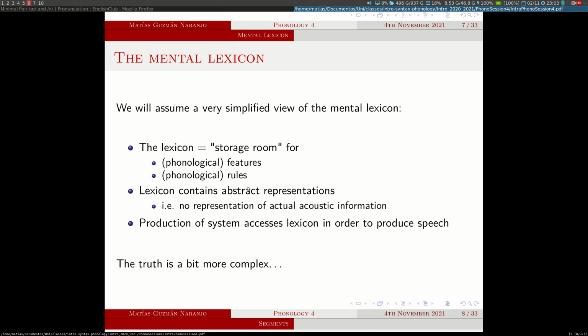We will be assuming a very basic representation of the mental lexicon. This is a very simplified view of how things work. We will assume that the lexicon is basically a sort of storage room, and we store phonological rules, phonological features, and only abstract representations. So we're going to assume that the lexicon doesn't contain any concrete acoustic information. There is research that says that this view is incomplete, but it's a good assumption for what we want to do in this class. So don't be surprised if people like, for example, Michael Ramscar then tell you that this view is completely misguided, because this is a simplification, but it's a good place to start.